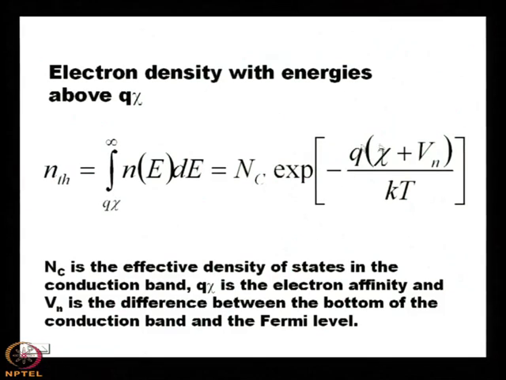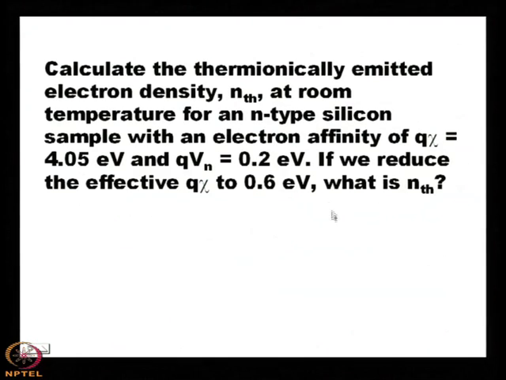Now, with this expression, we can write down and calculate the thermionically emitted electron density NTH at room temperature for an n type silicon sample with an electron affinity of chi equals 4.05 electron volt and Vn is 0.2 electron volt. If we reduce the effective chi to 0.6 eV, what is NTH?